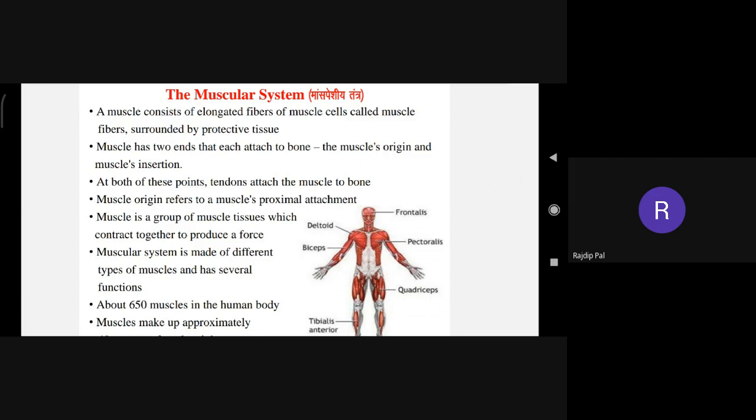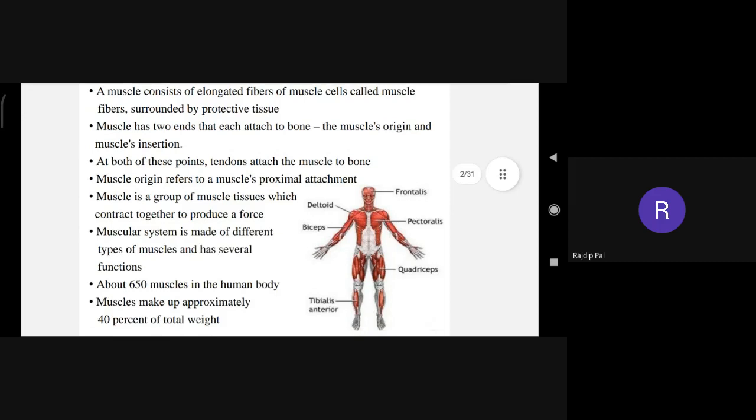Muscular system is made of different types of muscle and has several functions. About 650 muscles in human body. So there are so many muscles in human body which can't be counted. So approximately 650 muscles or more than 650 muscles are there in human body.